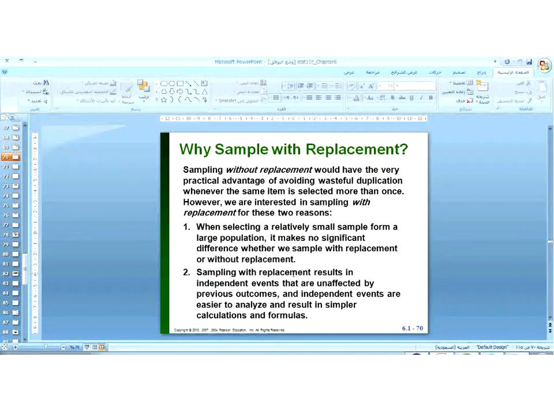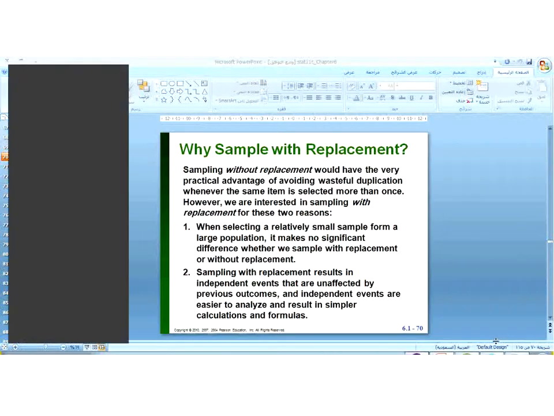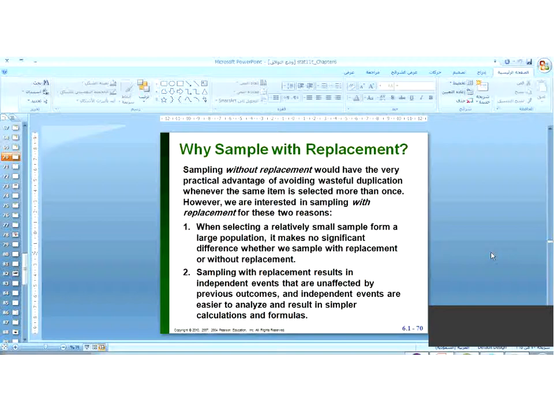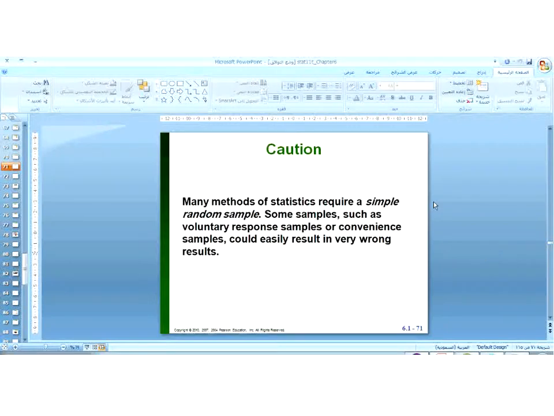But when we sample with replacement, it results in independent events that are unaffected by previous outcomes, and independent events are easier to analyze and result in simpler calculations and formulas. So what are you going to use, sampling with replacement or without replacement? Which one will you use, with or without? With replacement. Nice. Why? To avoid dependence. I don't want the dependent, I want them to be independent. And if I have a large population and I want to take a small sample, it's okay, you can use sampling without replacement.